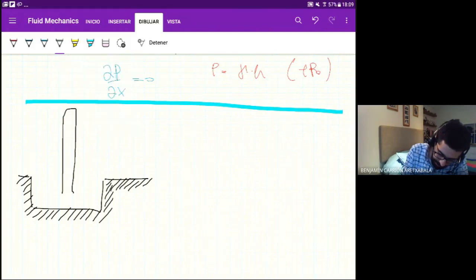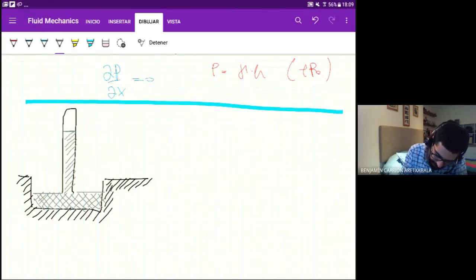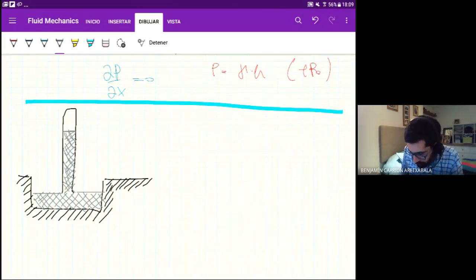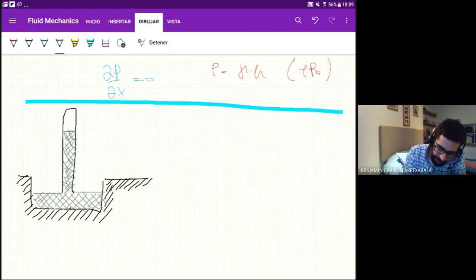So let's say the mercury is going to be up until here, and here it has to be open to the atmosphere. Okay, the color is not a very nice option because it's similar to the black one, but all of this has mercury. Okay, and it goes up the tube up until this value. Okay, there's probably an option to fill this out, but I haven't found it, so we're gonna have to do with the hash. Okay, and let's say this is a certain height. We're just gonna call it h.